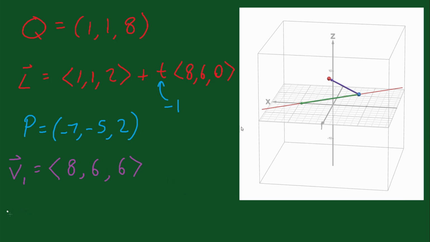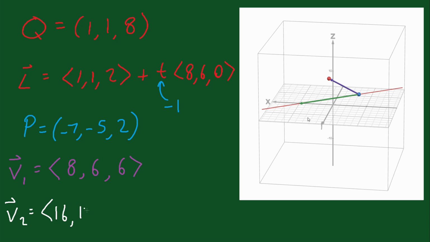Now we also need a direction vector. I'm going to call that vector 2. That's the green vector here that lies along the line, okay? Now you could just look at the vector equation and look at the direction vector in that equation and use that, 8, 6, 0. But in my drawing over here, I'm actually using a multiple of that. I'm actually using 16, 12, 0 instead.